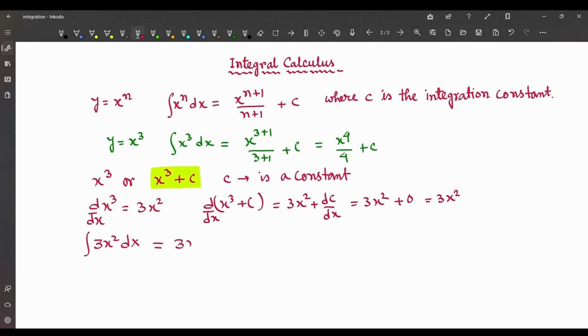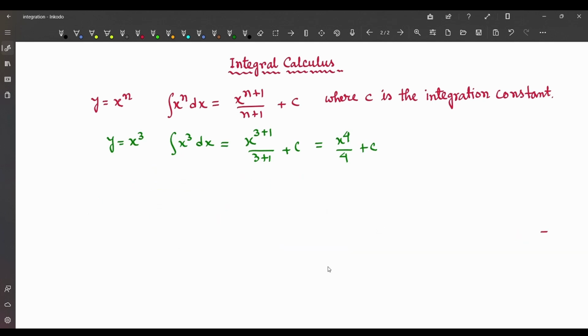Here 3x cube by 3 plus c, this is x cube plus c. Here c is the integration constant. As c is indefinite here, it is called the indefinite integration constant. For a definite integral, we use limits.